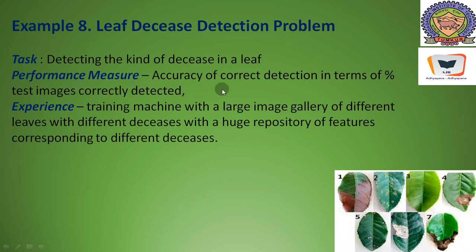Performance measure could be the accuracy of correct detection, in terms of the percentage of test images correctly detected with regard to disease. Continuing further, we can also develop a machine which detects the severity of the disease. Experience is training the machine with a large image gallery of different leaves with different diseases, with a huge repository of features corresponding to different diseases, from different kinds of plants and different kinds of diseases which may inflict them.